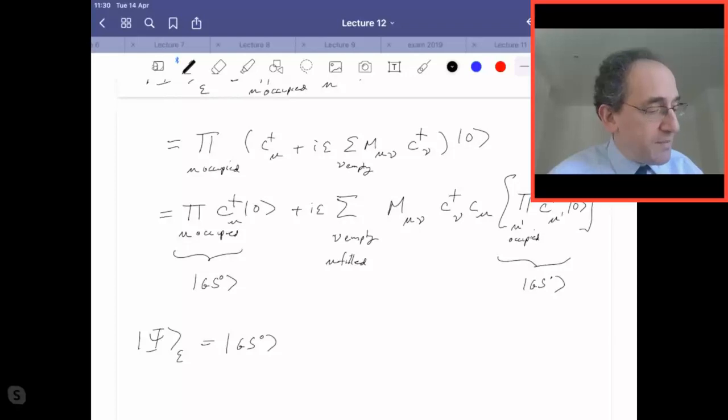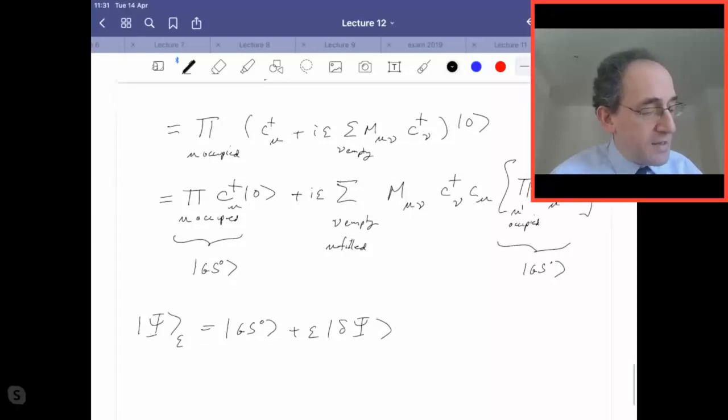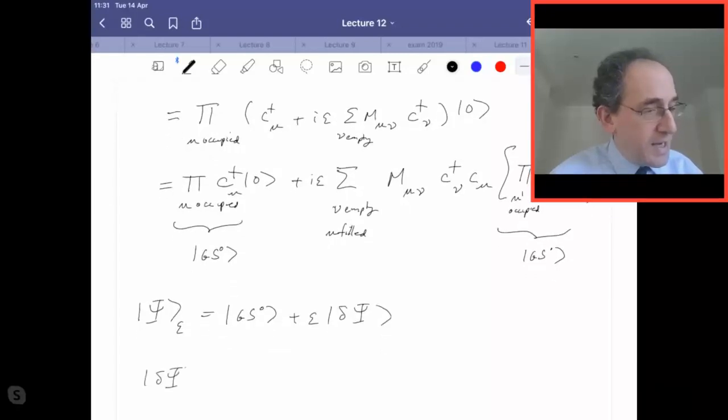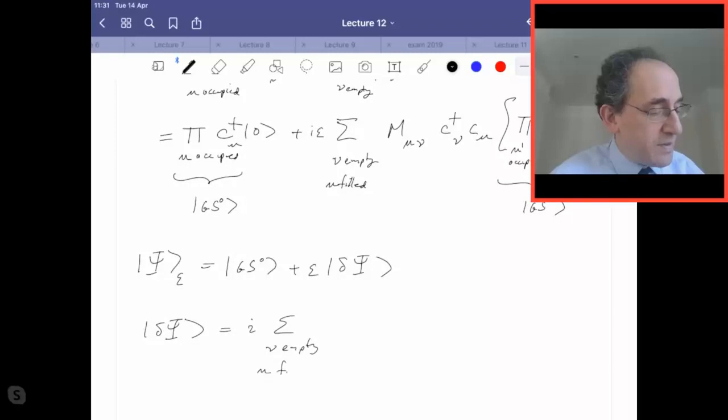And then plus epsilon times a term which I'll call d psi, where d psi here is, I guess, i times the sum over nu empty, mu filled, of m mu nu c dagger nu c mu on ground state 0. Okay.